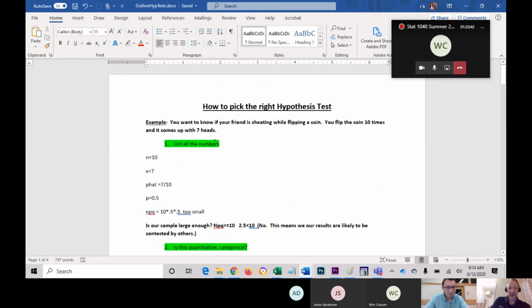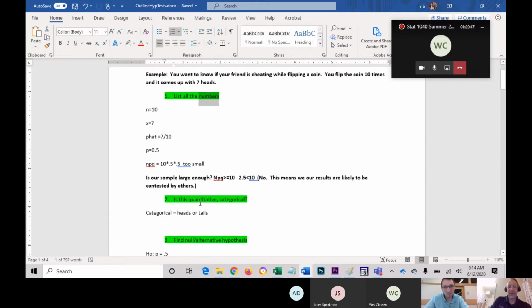Okay. Step number 1, list all the numbers. Step number 2, is it quantitative or categorical? I'll wait a second while you guys catch up. Okay, now, the reason why I want to do this, hypothesis testing is hard, and if you can't remember the steps, you're pretty much guaranteed you will not get them right.